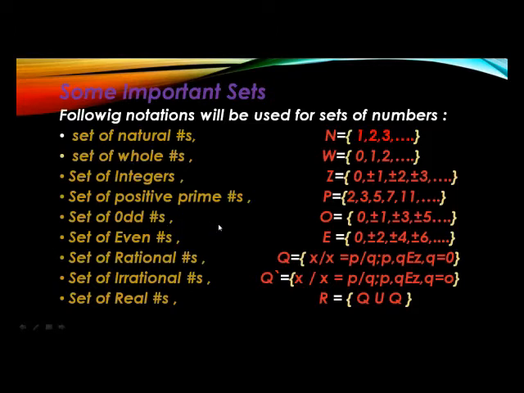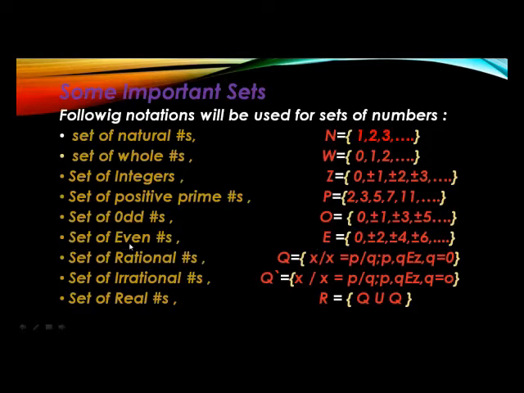The next is the set of odd numbers. For odd numbers, we use capital O for representing the set. O represents odd numbers. Odd numbers are the numbers which cannot be divided by 2. It means 1, 3, 5, 7, 9, and so on. As the numbers can be positive or negative, it is again written starting from 0. But don't think that the set starts from 0. Keep in mind 0 is in the central position. On the right-hand side all positive odd numbers will be written, and on the left side of 0 all negative numbers will be written. The next is the set of even numbers.